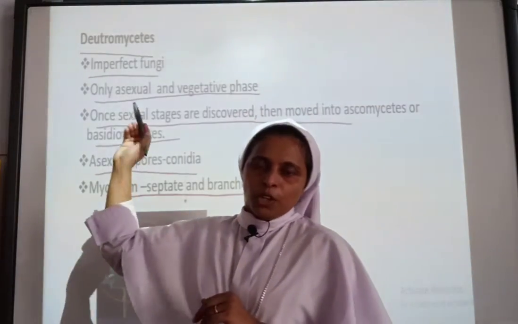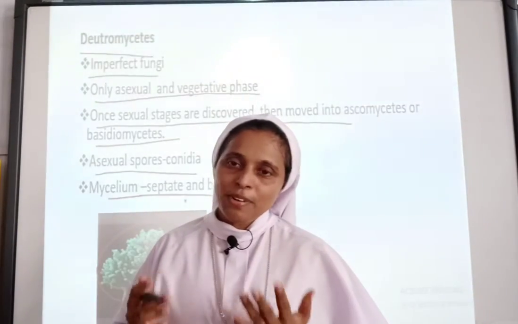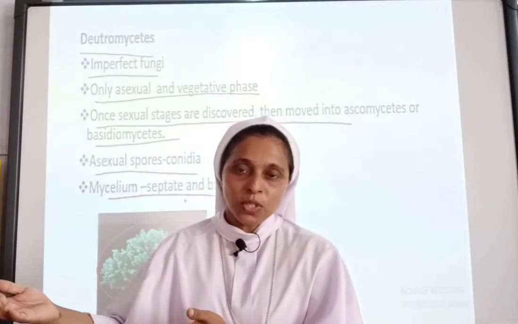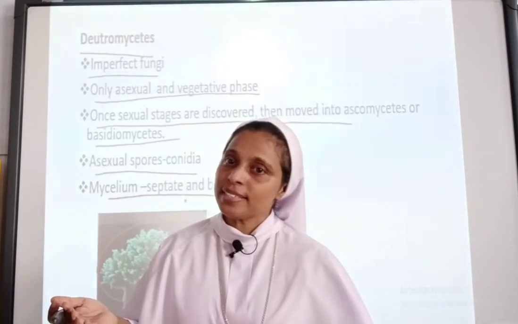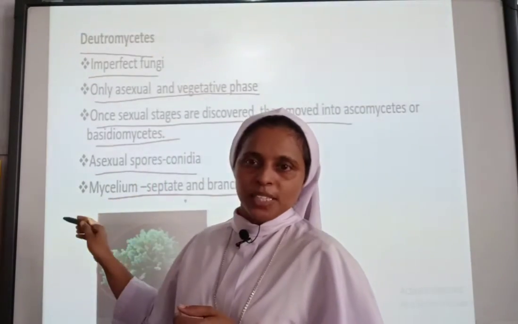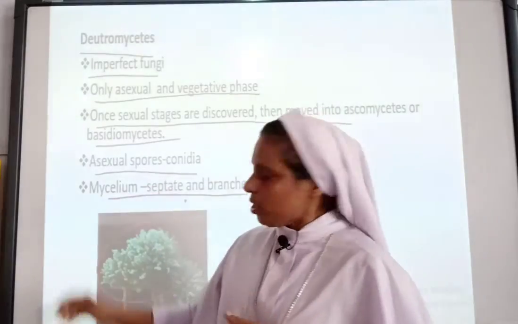Clear? So the deuteromycetes have only two phases, vegetative and asexual. If it is sexual, then it may go to the ascomycetes or the basidiomycetes. The conidia is being formed here. The mycelium are septate, that means they will be having septa.